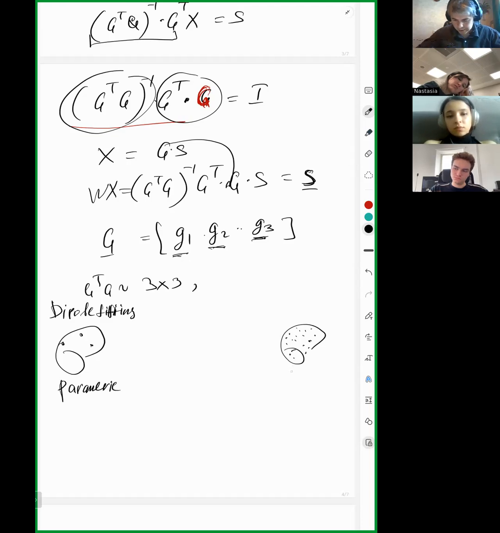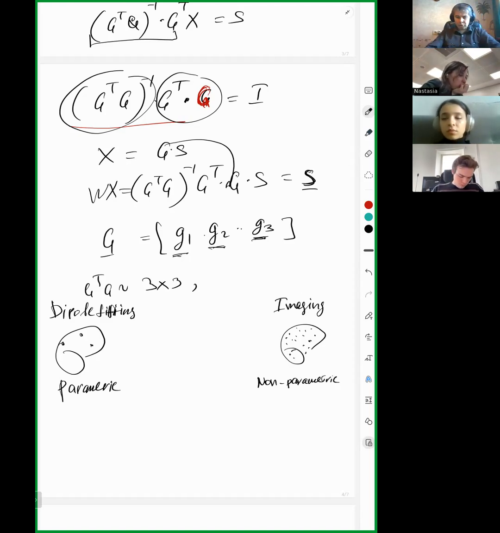And this one is an imaging method, where our source model is a distributed source, distributed across the entire cortex. This is actually called non-parametric. Let's put this one as imaging, and we put non-parametric here, because we are not finding individual sources.